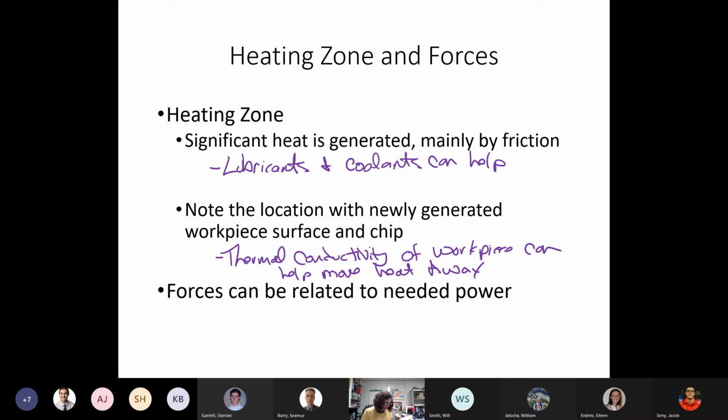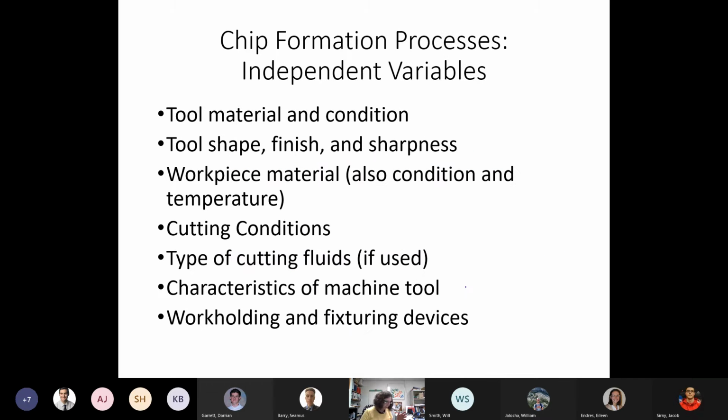Okay. And then we also want to start considering the power. We may talk about the forces that are involved in machining, but if we look at a particular machine, oftentimes machines are rated by power, and we will talk about how we calculate or determine the needed power. Okay.